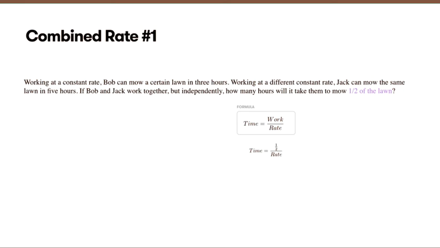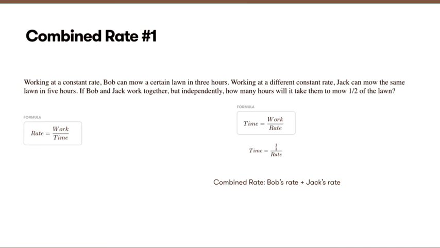This gives us the equation time equals 1/2 divided by rate. To determine the total time that Bob and Jack work together, we need to determine their rate. Their rate here is their rate when they work together, so really what we're solving for is what's called their combined rate. This is very important. To determine their combined rate, we're going to take the sum of their individual rates. In other words, take Bob's rate, add Jack's rate, and that'll give us their combined rate. Now, let's determine these individual rates.